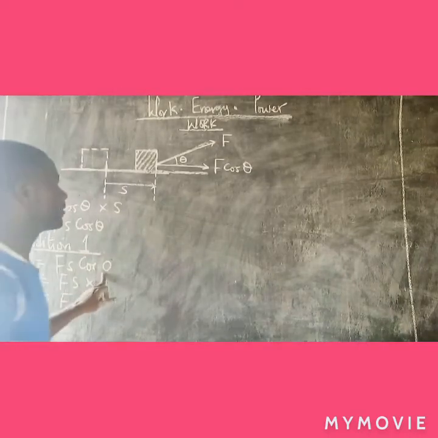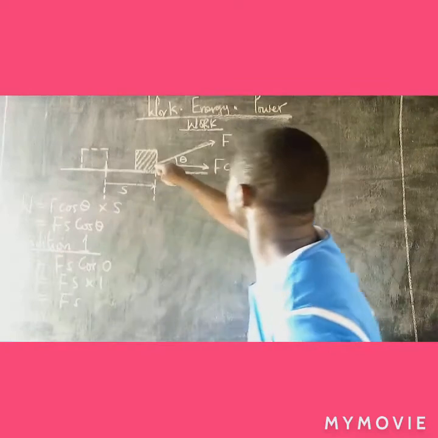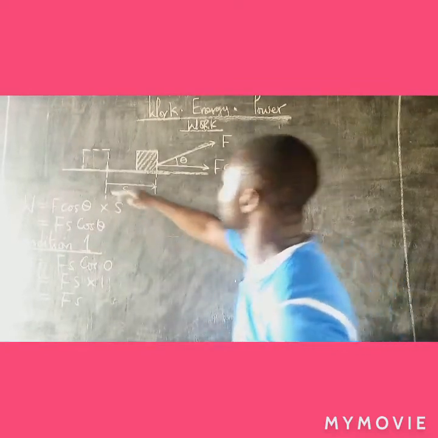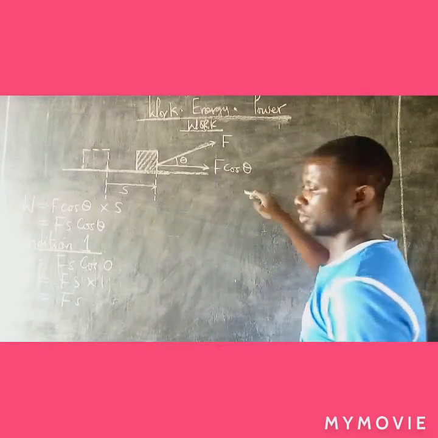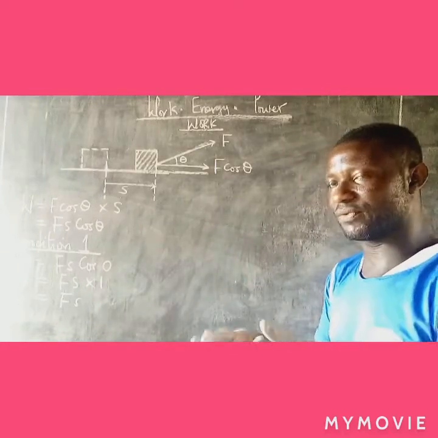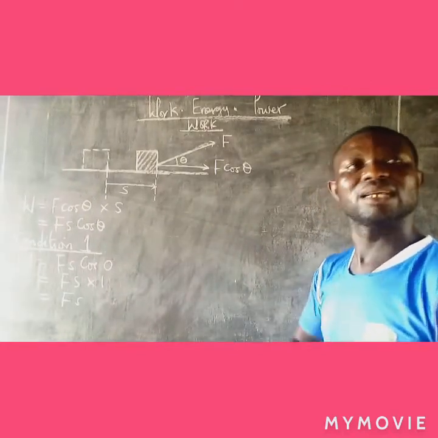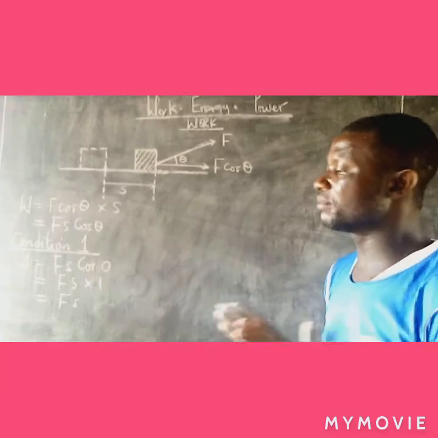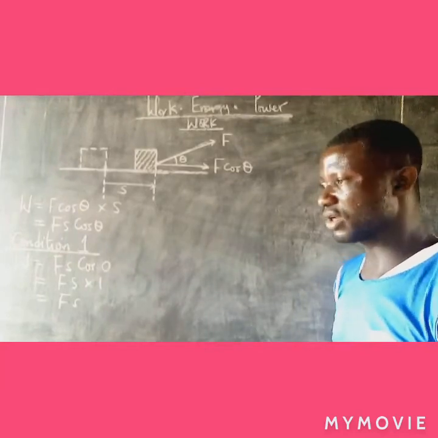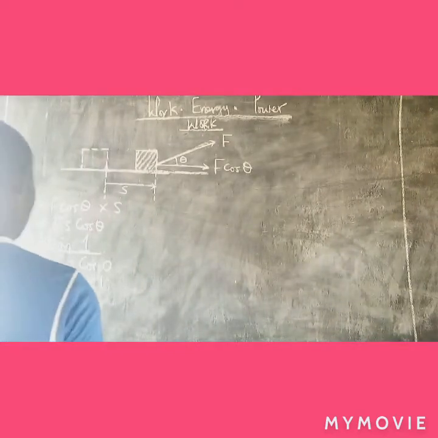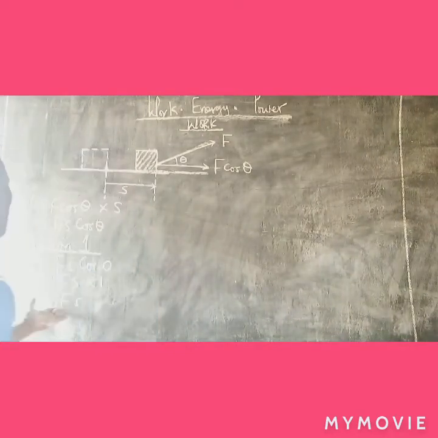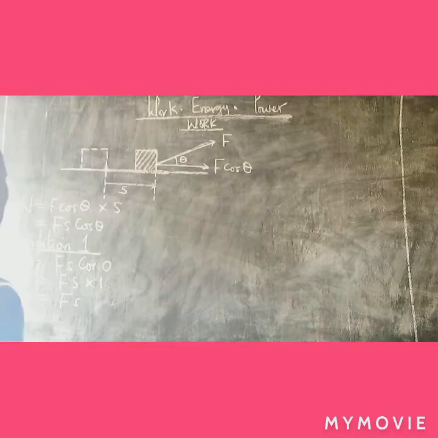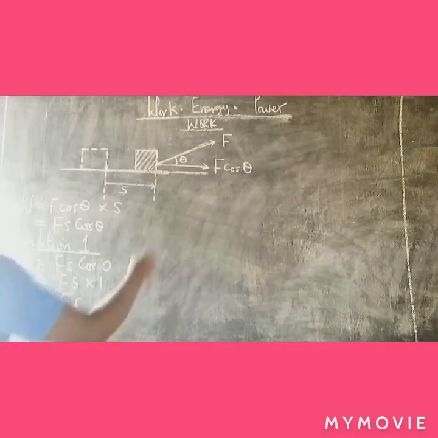When theta is 0, the force is along this direction and the displacement is also along this direction. It means both the force and the displacement are along the same direction. As a result, our work is simply force times distance, or force times displacement in the same direction. We look at condition 2.